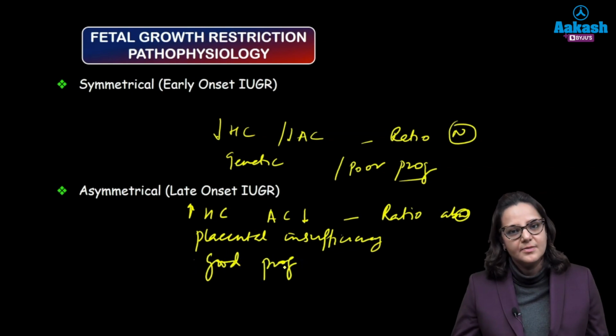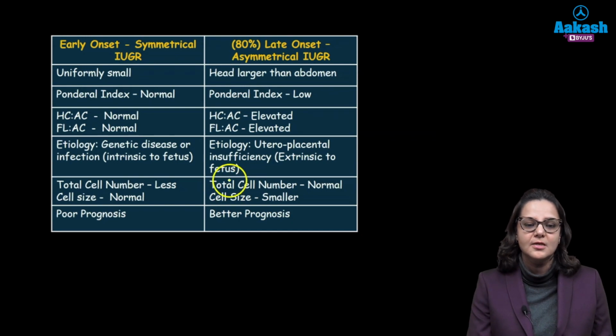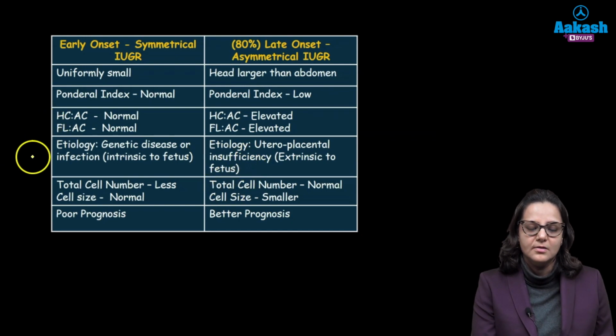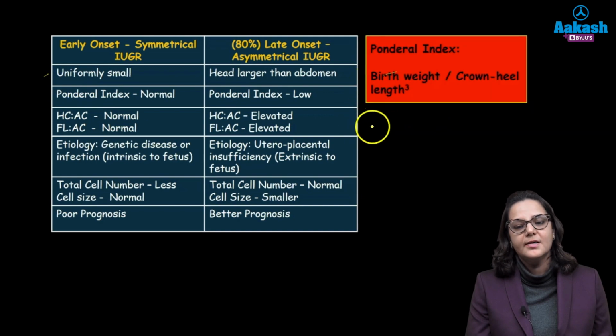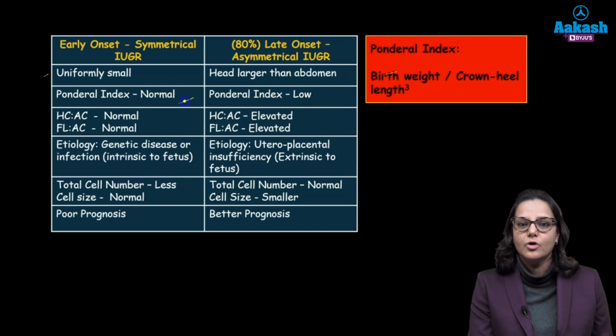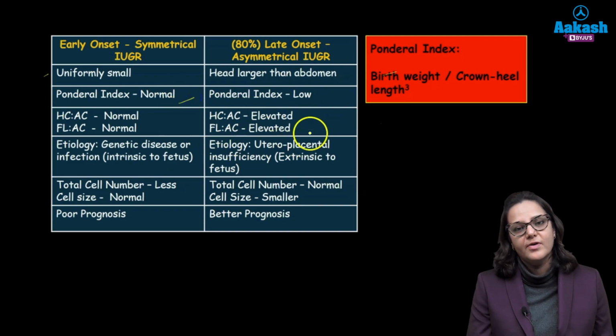Let's summarize the chart. In symmetrical IUGR, the babies are uniformly small, and in late onset IUGR, the head is larger than the abdomen. What is the ponderal index? The ponderal index is the ratio of birth weight to crown rump length whole cube. This will be normal in symmetrical IUGR, whereas it will be low in late onset IUGR.